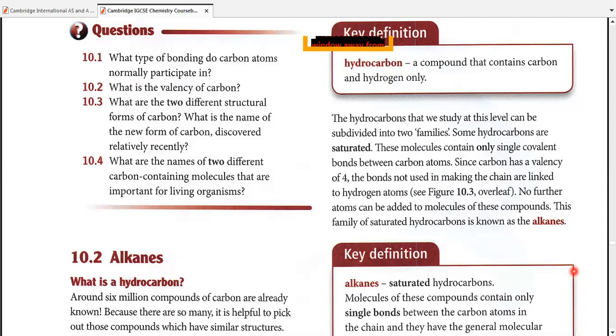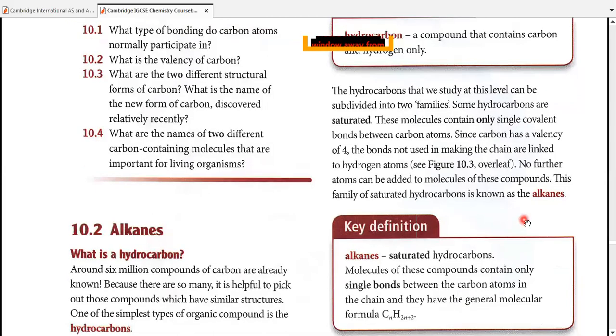All right. So starting with alkanes, alkanes actually belong to saturated hydrocarbons, which pretty much clears out the fact that alkanes are made up of single bonds only. So as you can see in the key definition, they are saturated hydrocarbons. The molecules will only consist of single bonds. There are only carbon and hydrogen present in the chain. And there is one more thing, the general molecular formula.